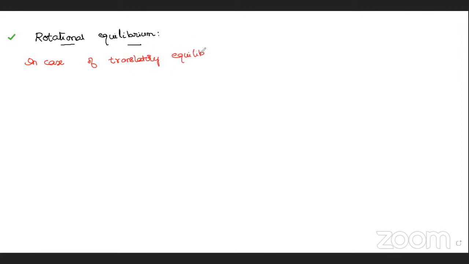By this I think you can understand it. Simply saying equilibrium is not correct. So which kind of equilibrium do we have to say? In case of translatory equilibrium, we write F net on a body equals 0, meaning the algebraic sum of all forces in vector form. This is translatory equilibrium.